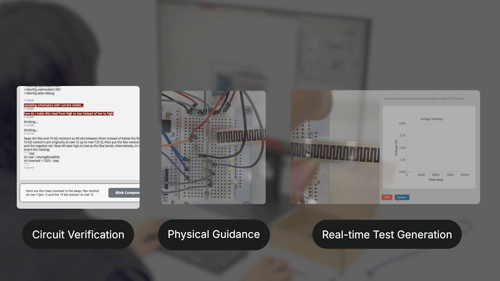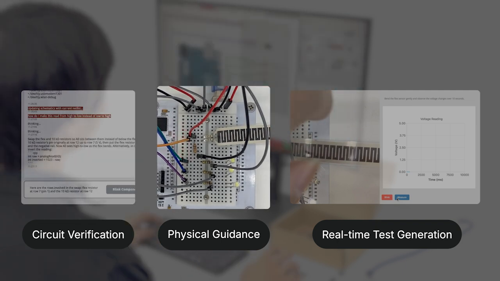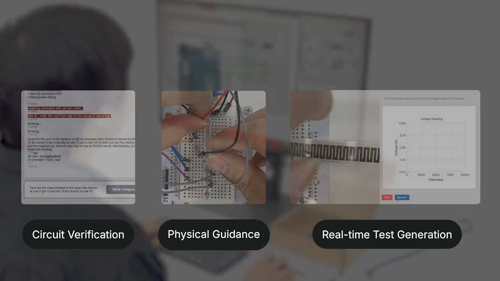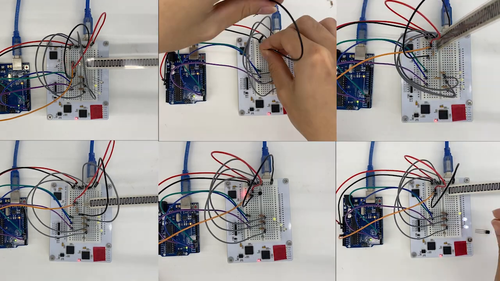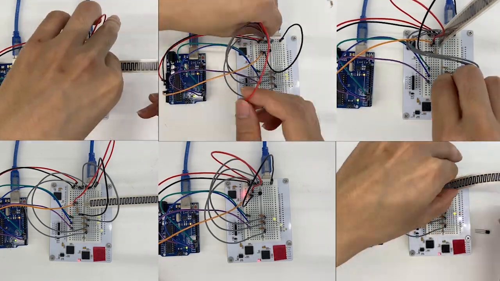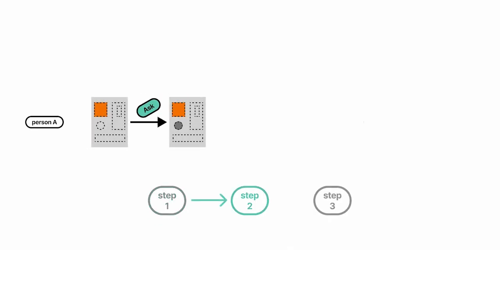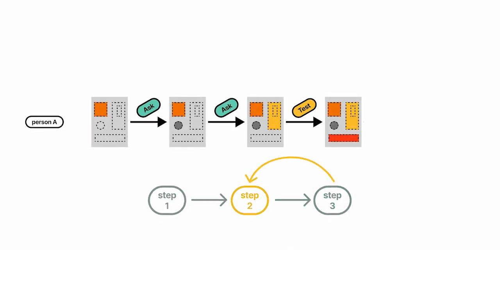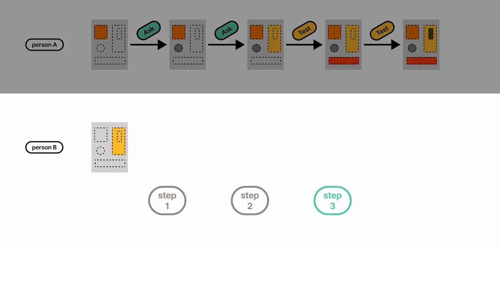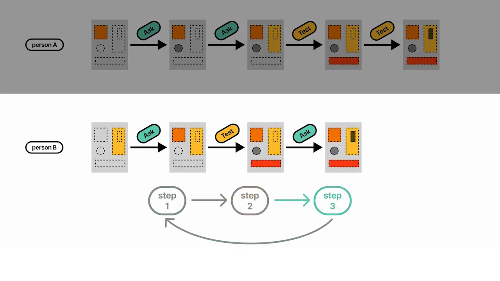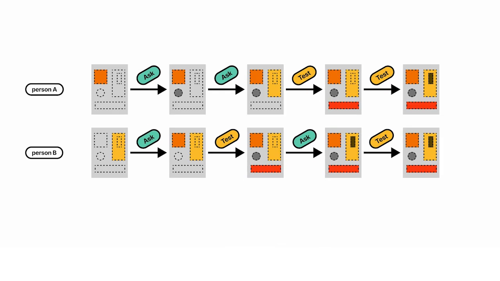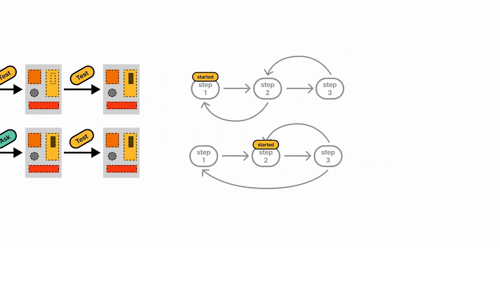By combining circuit verification, physical guidance, and real-time in-situ testing, Wireway supports the diverse and personal ways people prototype circuits. Unlike static tutorials, Wireway adapts to how each maker chooses to build. By respecting individual strategies while providing contextual guidance, Wireway encourages exploration, helping users create circuits their own way.